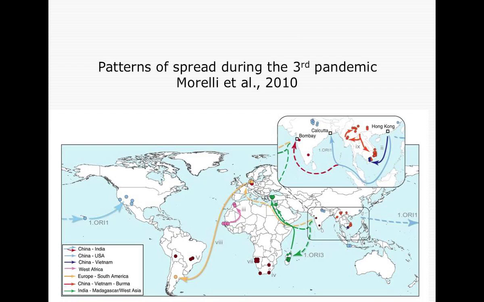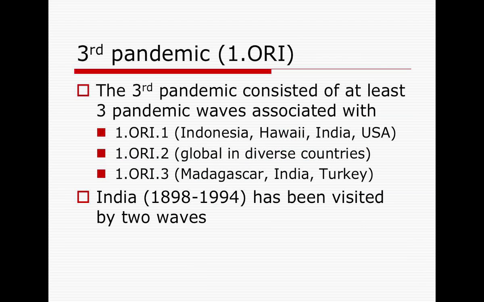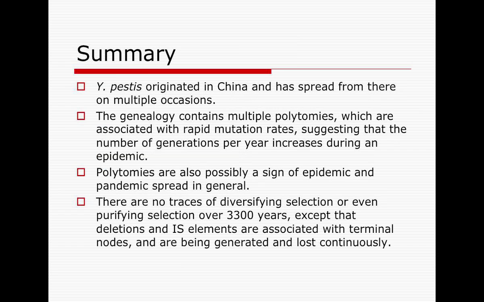So the third pandemic consisted of at least three independent major waves, and then these minor things I was showing you, and India was visited by at least two of them. Pestis originated in China. It spread from there on multiple occasions. Now, the genealogy contains multiple polytomies. Let me go back.